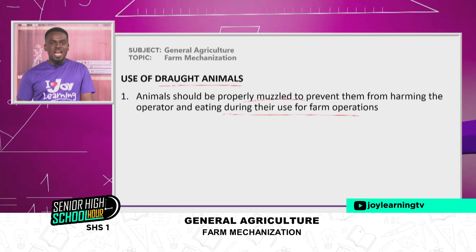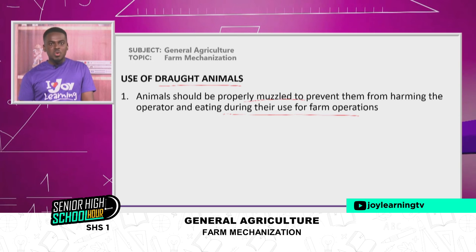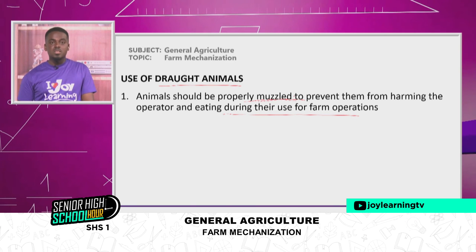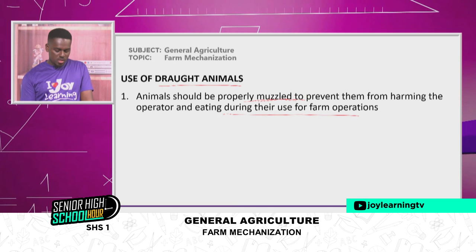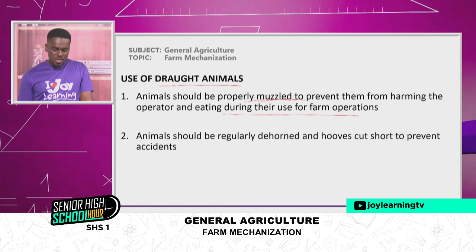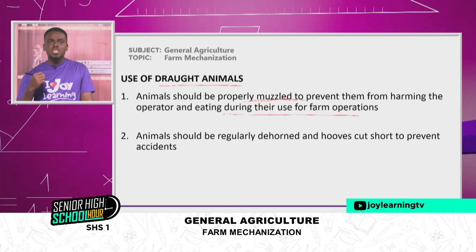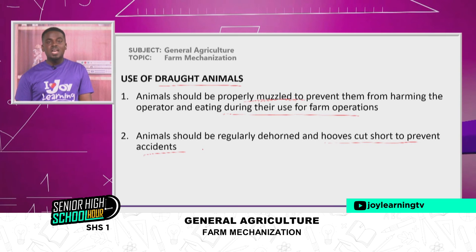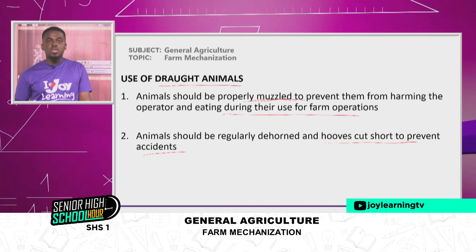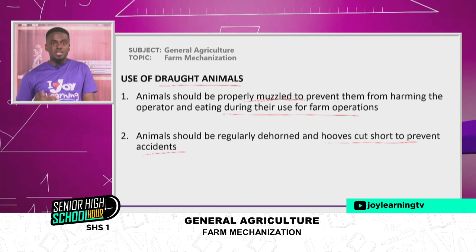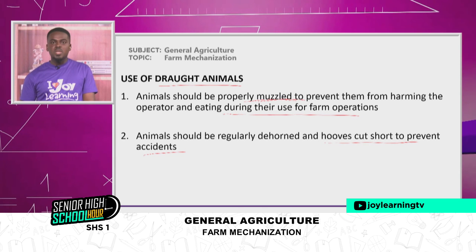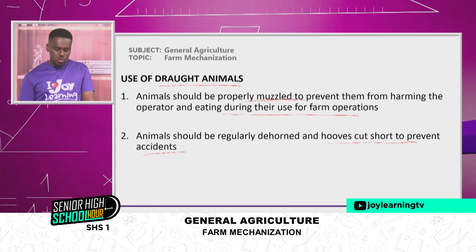So we saw earlier a farmer using donkeys to plow the field. You have to make sure that you cover the mouth of the animal. That is what muzzled means, so that they don't feed and they just focus on the work. Also, animals should be regularly dehorned and their hooves should be cut short to prevent accident. They can use their horns to cause injury, even to you as the farmer and to other animals. So when you are using them, make sure that they are properly dehorned. The hooves are also cut.